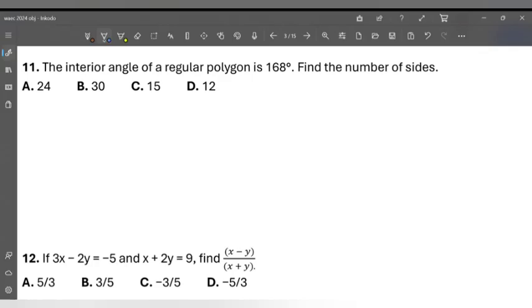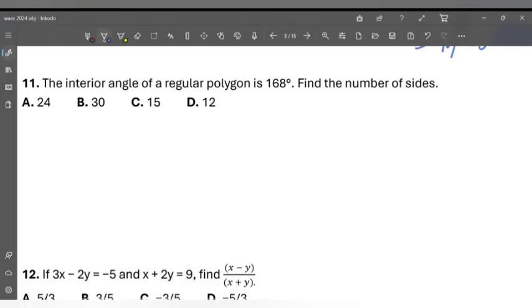Question number 11. It says that the interior angle of a regular polygon is 168 degrees. Find the number of sides. Now, I know that exterior angle is equal to 360 over the number of sides. I brought out this formula because I know there is number of sides in this formula, which is what I'm looking for. So if only there was a way for me to get my exterior angle, then I can easily solve for the number of sides. Well, I'm told from the question that the interior angle of this regular polygon is 168 degrees. And I know that in any regular polygon, the interior and the exterior angles are supplementary. That means they always add up to 180 degrees.